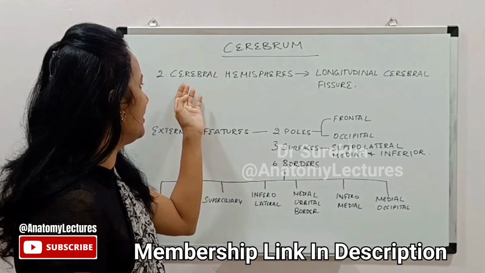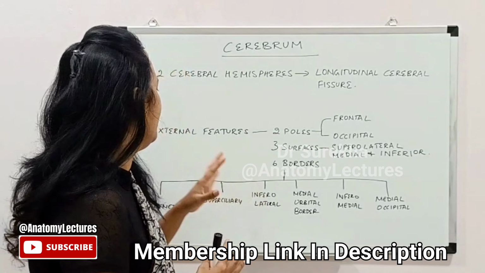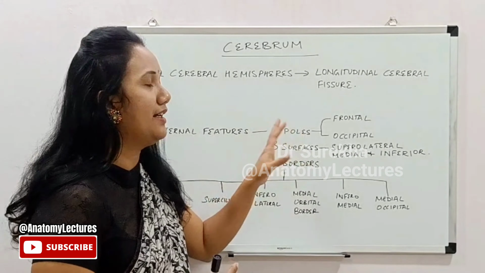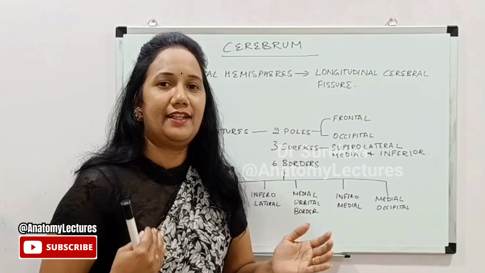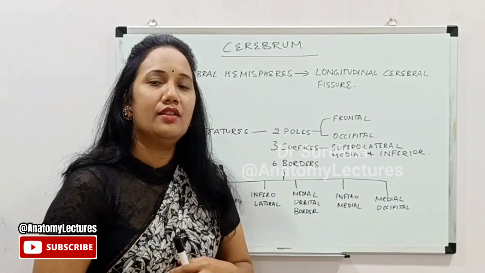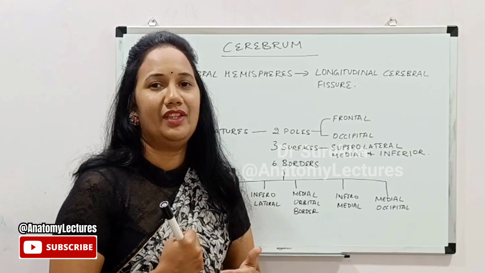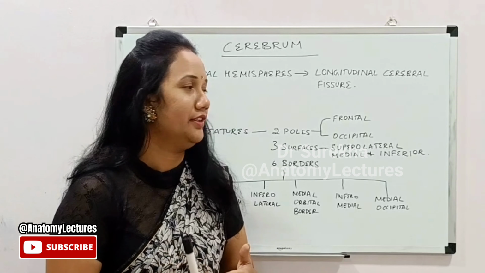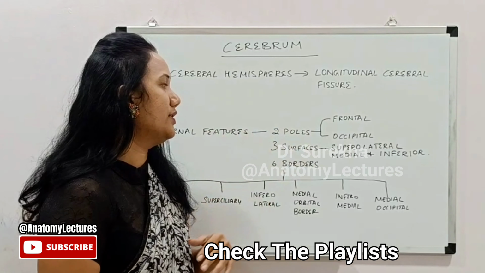Now, each cerebral hemisphere has a few external features. It has two poles: a frontal pole and an occipital pole. The frontal pole is rounded, and the occipital pole is pointed in appearance.